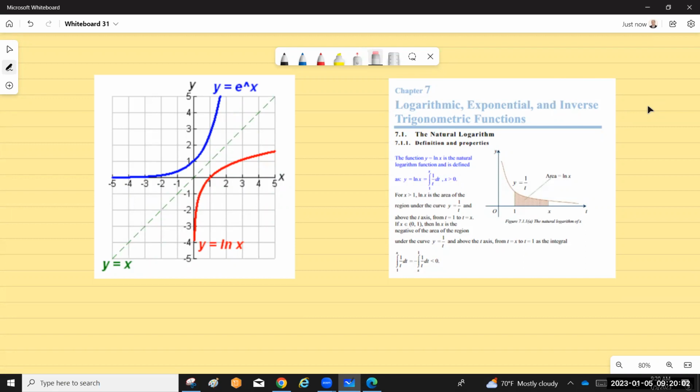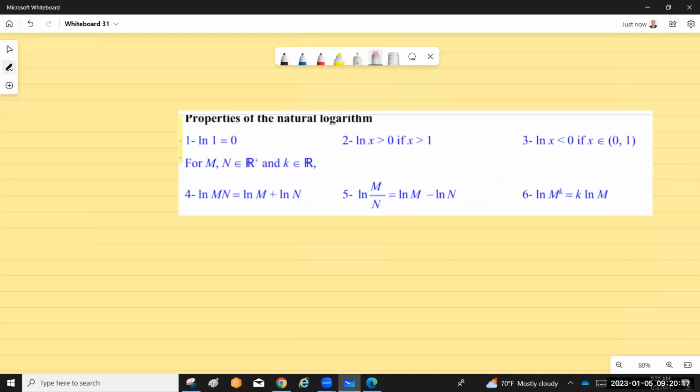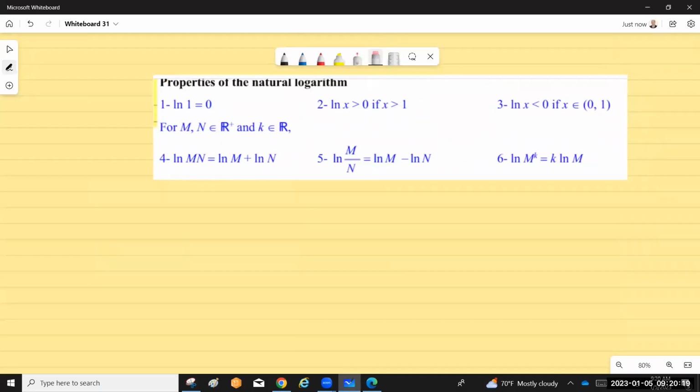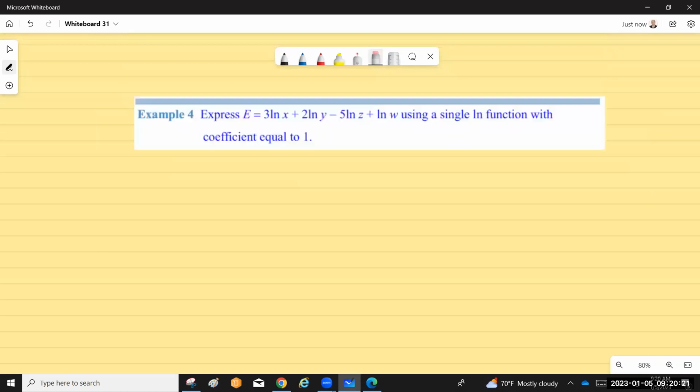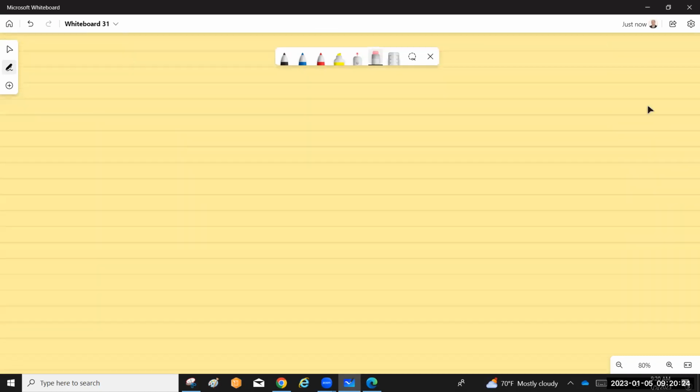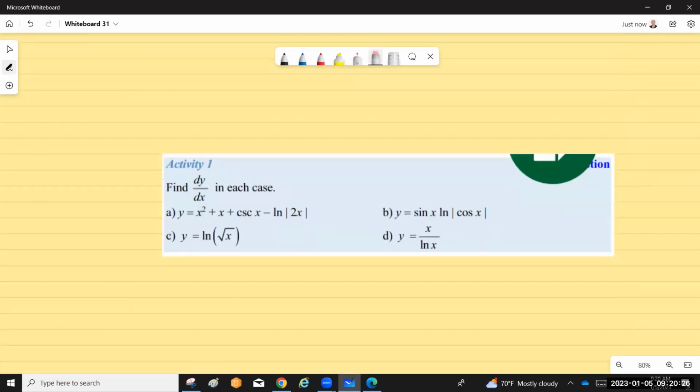This is chapter 7 about logarithmic and exponential functions. I'm talking today about the main properties of the logarithmic function, or natural logarithm, and the exponential function, and what the relation between them is. I'm going to solve some questions using rules of logarithms, like writing an expression as a single logarithm, and also finding the first derivative of some functions like the one you can see now.